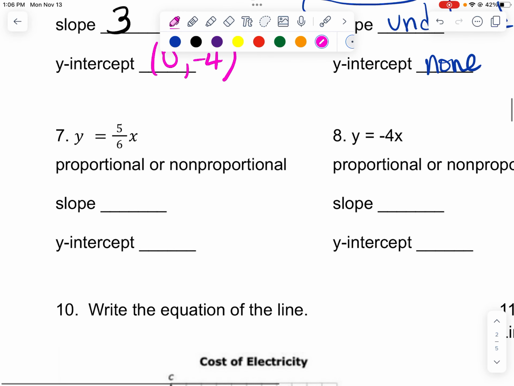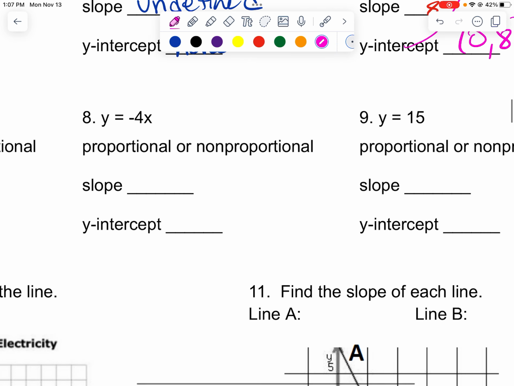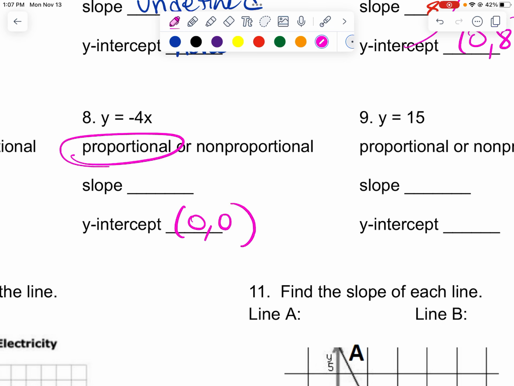Down here, is this proportional? So that means, is it in this form? Yes, it is in this form. So that means it is proportional. The number in front of x is the slope, so 5/6. There is nothing added to that. So that is proportional, so that means it goes through 0, 0. Again, there's nothing added here, so this goes through 0, 0 because it is a proportional line. The slope is the number that is in front of x.